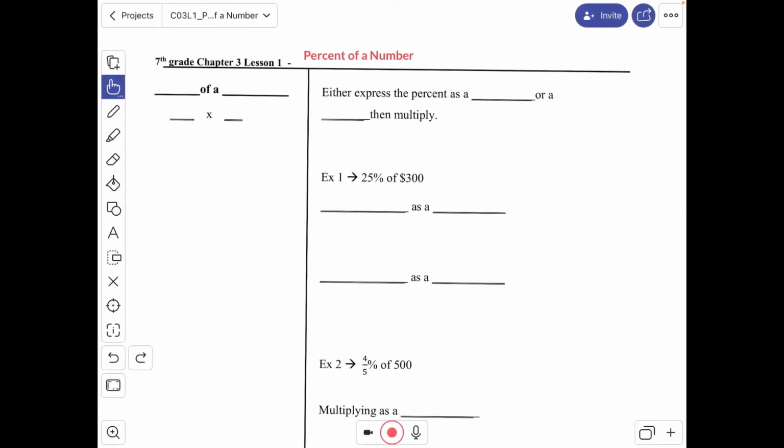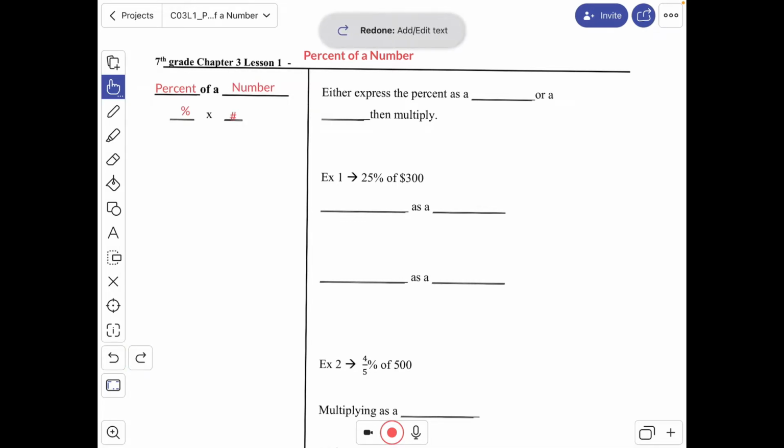Today we're starting Chapter 3, Lesson 1, Percent of a Number. Percent is that little percent sign. Kind of looks like a slash with a zero on top and bottom. Of means to multiply.